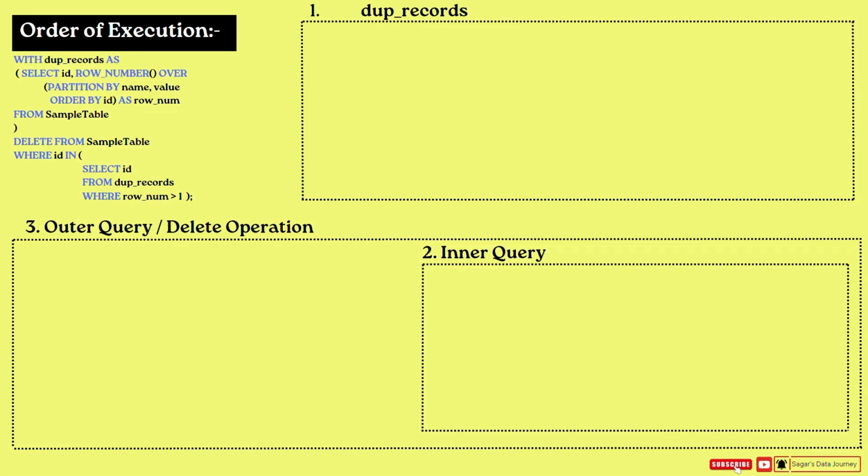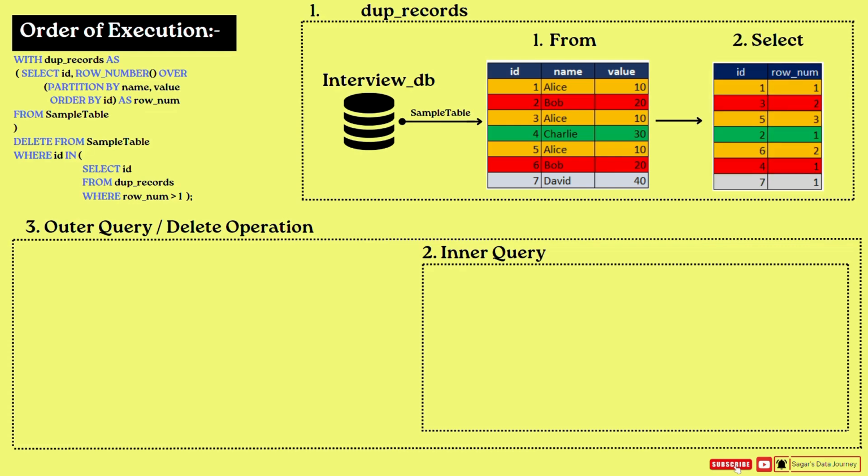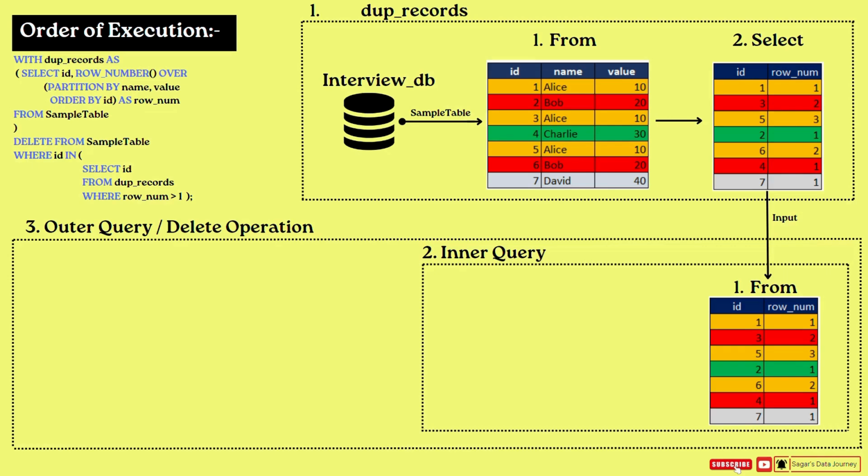The from clause in the CTE will fetch the sample table from the interview DB and keep it for the execution. Now, using a select clause, it will fetch the ID column by assigning a row number to the records in the ascending order of the ID column, and this result is stored inside the CTE. Now, the result stored inside the CTE will be fed as an input to the inner subquery of the delete statement.